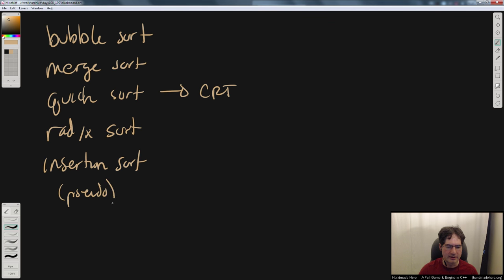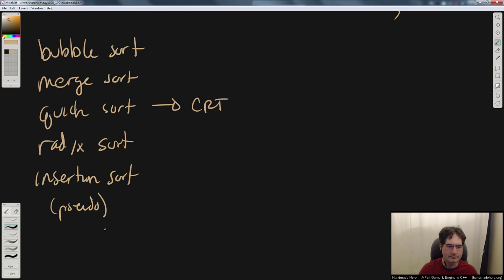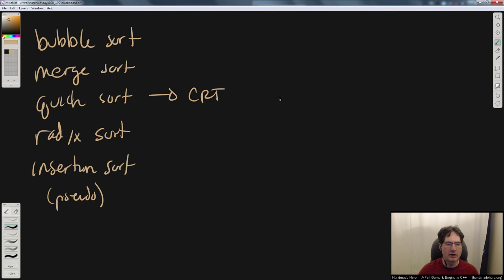We'll talk about that. Something that's sort of like an insertion sort, but I don't think I've ever really done a full insertion sort. Okay. So let's talk about these.